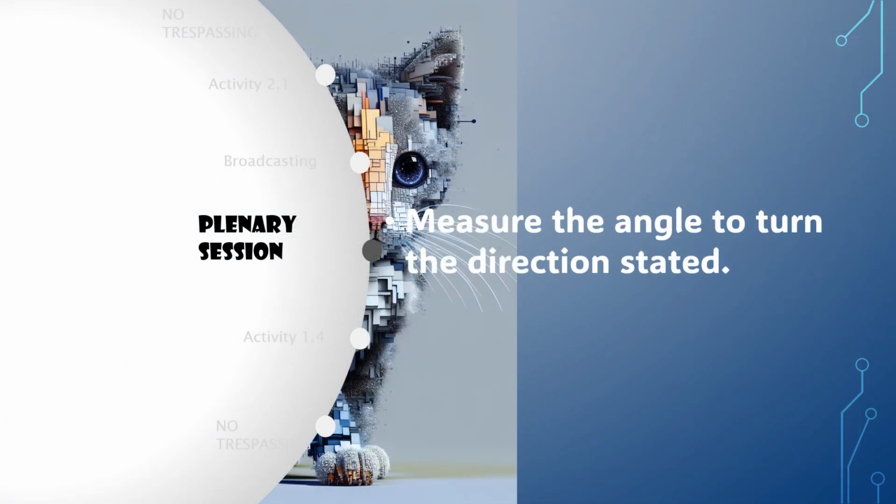Now your exercise would be measuring the angle to turn to the direction set. Let's say I ask you to turn the angle of a sprite moving left. You need to be able to work out how many degrees you need to turn left.